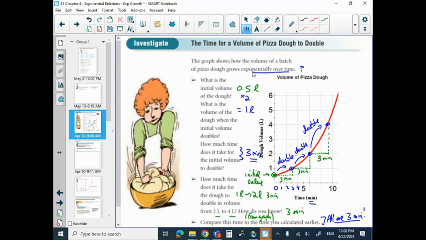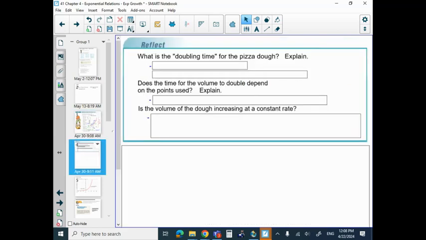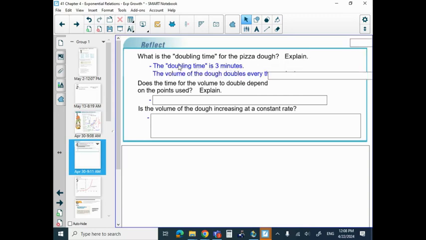Okay, so this situation is exponential. This is exponential growth specifically. So we're going to look at the details of that and analyze it a little bit more. So what was the doubling time for the pizza dough? Obviously, the doubling time was 3 minutes. You could say that the volume is doubling every 3 minutes.